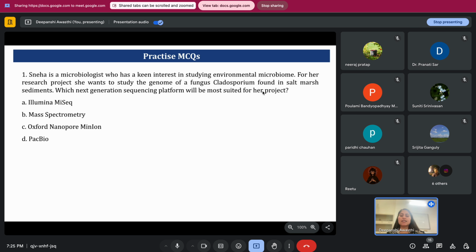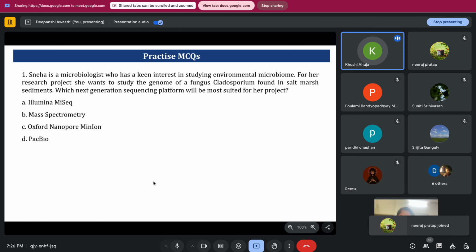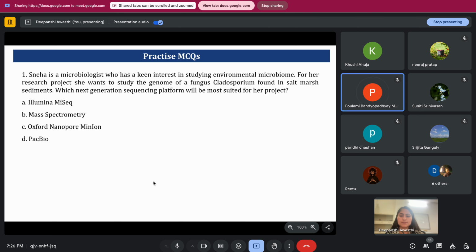So she is dealing with the genome of Cladosporium, which is a fungus. Now which sequencing technique do you think would be most suited for her project? I'll give you a little hint: if you have gone through the lectures, then I think Kelly has talked about this. Anybody want to answer? Actually, she told in the lecture that we should use Illumina MiSeq for microbiology uses. Option A, ma'am. Okay. Anybody else want to answer, if they think some technique other than Illumina MiSeq should be used?